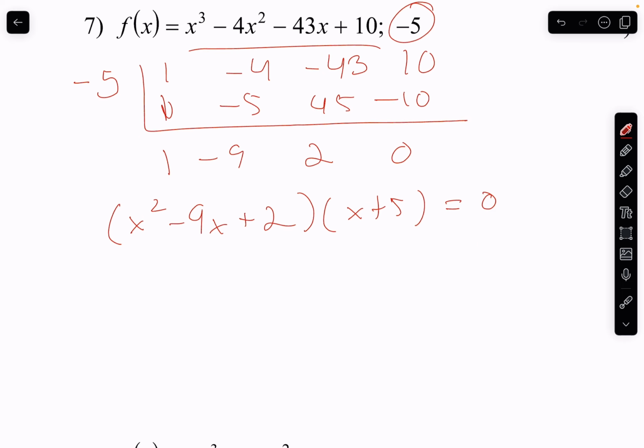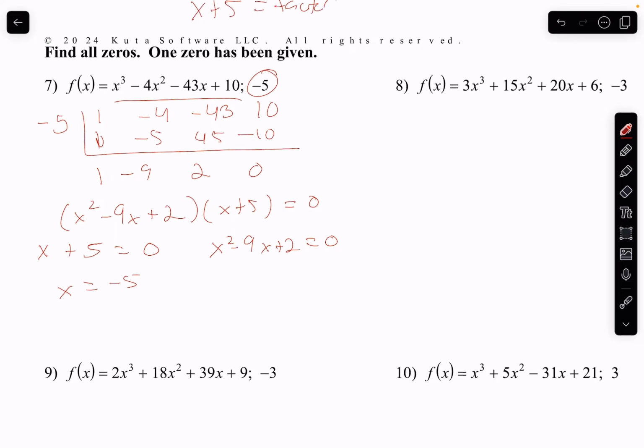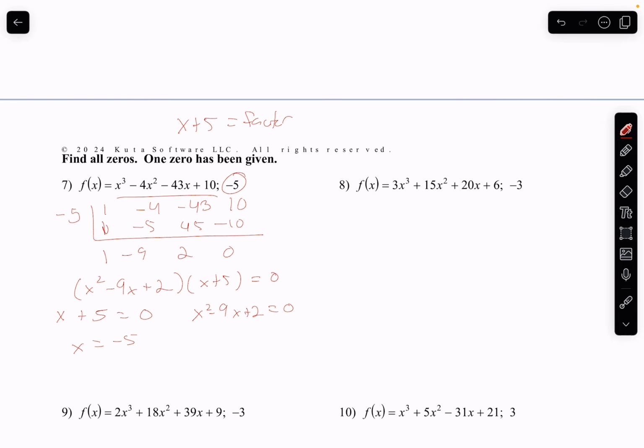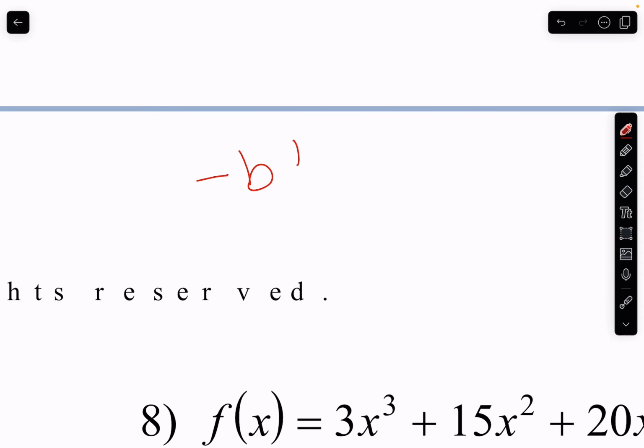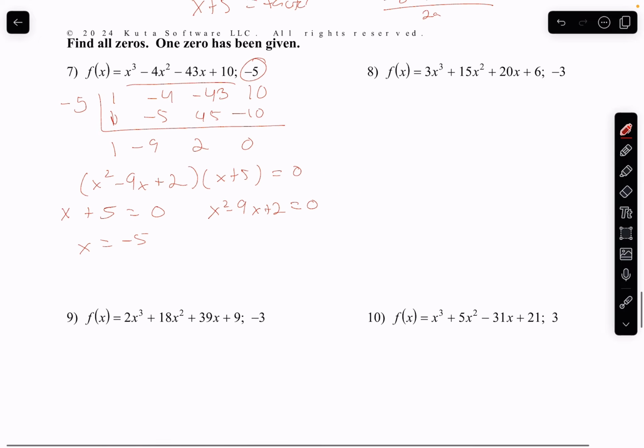So when we go and set these equal to 0, here, I'm going to change up the order just so I have more space for the other guy. From the x plus 5, we get a -5, which makes sense. And then here, if you remember from last year, Math 2, when we have a quadratic that we can't factor, what we can do is solve it by using the quadratic formula. So the quadratic formula is -b plus or minus the square root of b squared minus 4ac all over 2 times a. So make sure you copy that down. You're going to have to memorize that.